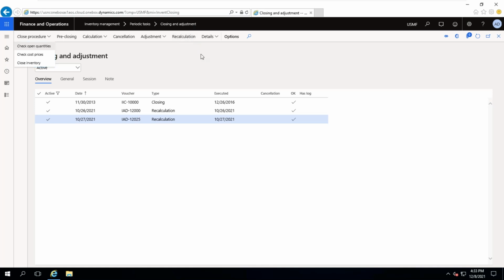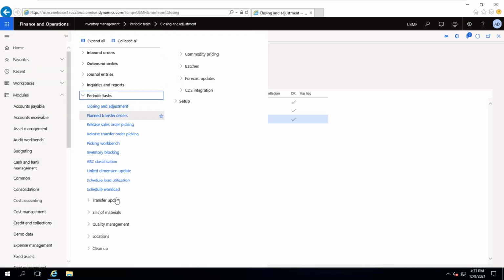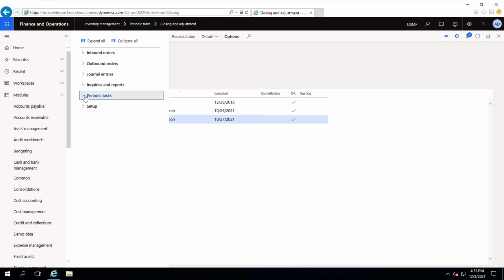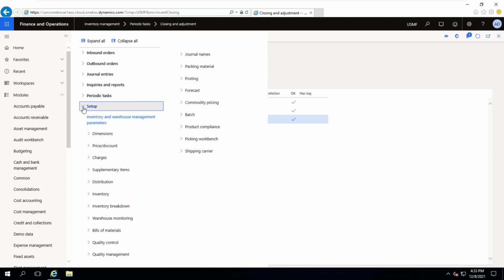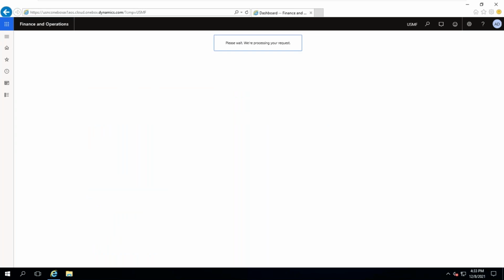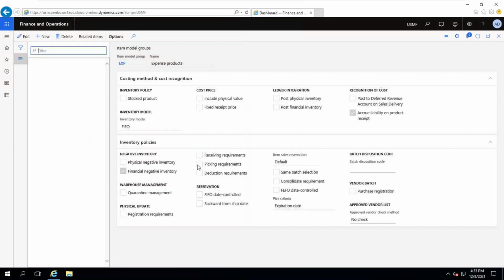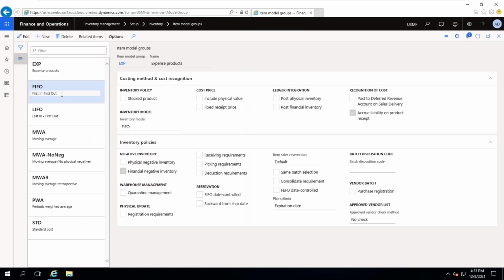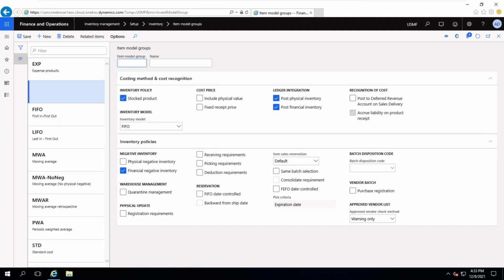So if you want to use recalculation, what are the system inputs? If you go to setup, inventory, model groups, here you will find, if you click on here, there are so many models.